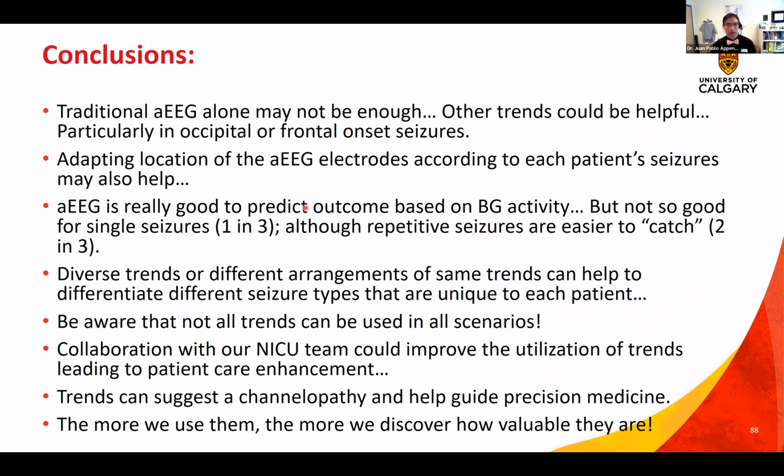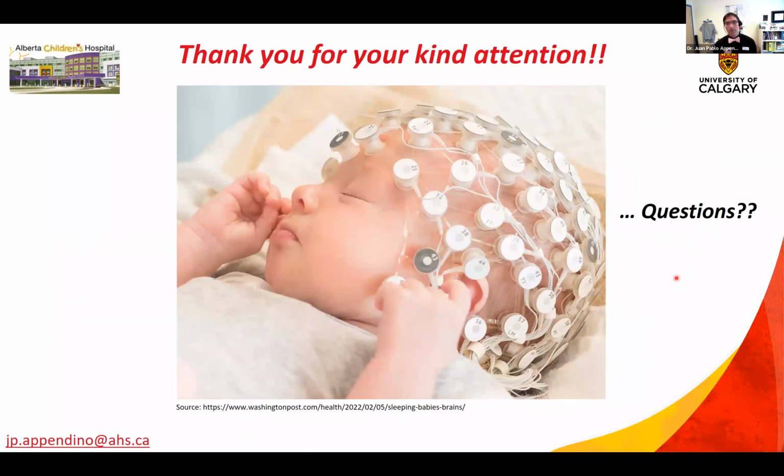I think we are done with the presentation. Here are the conclusions. Essentially, this is a summary of all the things that we have discussed already, the concepts, so it's just for you to have it all together in a single slide. So thank you very much for your kind attention, and I will be more than happy to answer any questions if there are. Thank you very much.